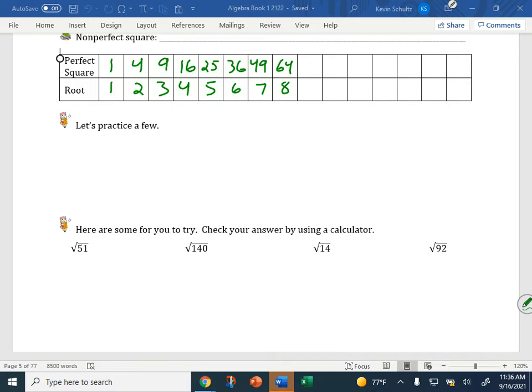Yes, the root of 64 is 8. Good, good, good. And then 81, which is 9. 100, which is 10. 121, 11. 144.